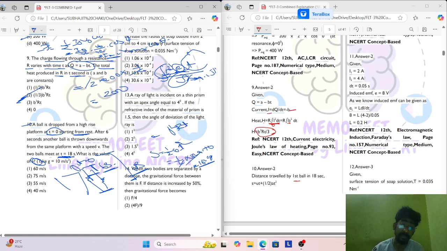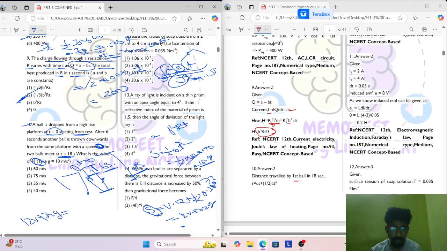For the second ball, it is traveling only 12 seconds. So the formula is ut plus half gt square, where u is v. So you will get vt, where t equals 12 seconds because it starts 6 seconds later. Then half g t square means 12 square is 144, half is 72. So 12v plus 72g. The distance traveled by both is equal because they meet each other, so we can say 12v plus 72g equals 162g.